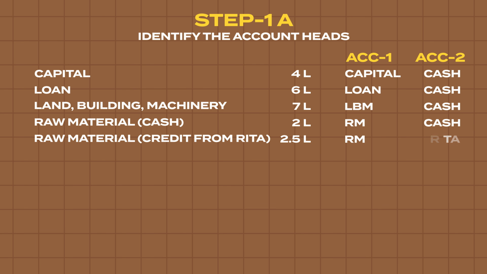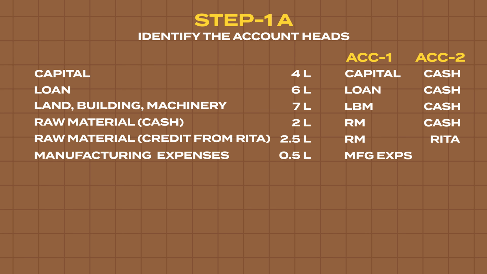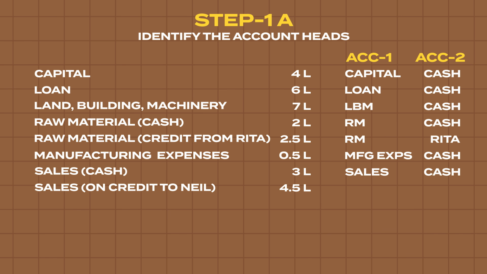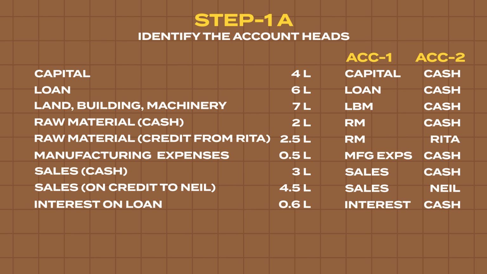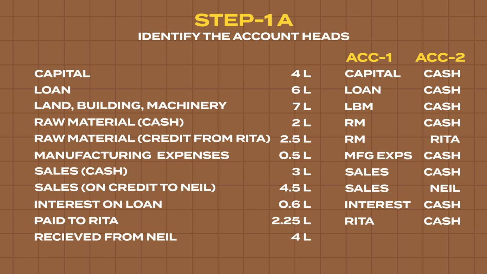So the second account head will now be Rita's account. When you paid manufacturing expenses, manufacturing expenses and cash. When you sold goods against cash payment, sales and cash. When you sold goods to Neil on credit, there is a sales account and there will be Neil's account. When you pay interest to the bank, interest on loan is one account head, cash is the other account head. And then when you pay Rita, there will be Rita and cash. And when Neil pays you, it is cash and Neil.